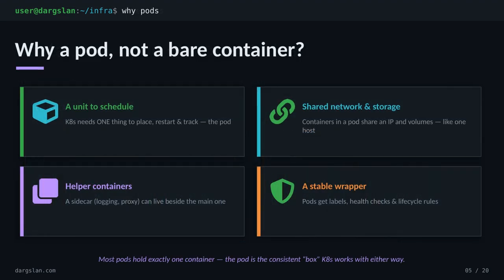So, a fair question at this point, why wrap a container in a pod at all? Why not just schedule containers directly? A few reasons. Kubernetes wants one clean unit to place, restart, and track, and the pod is that unit. It's also a shared space. Anything inside it gets the same IP and the same volumes, like roommates on one host. That means you can drop in a helper, a sidecar for logging, or a proxy right next to your main container. And the pod itself carries the labels, health checks, and lifecycle rules. In practice, most pods hold exactly one container, but the pod is still the consistent box Kubernetes reasons about.